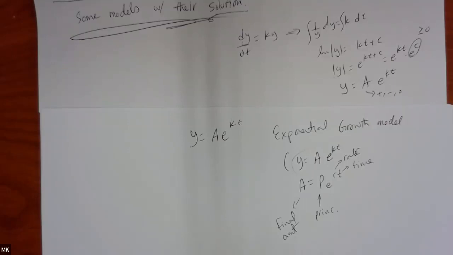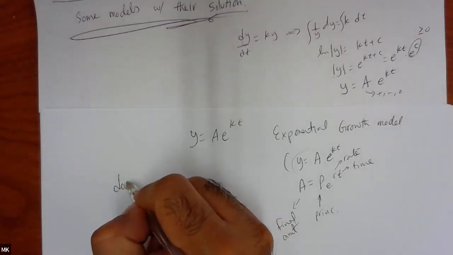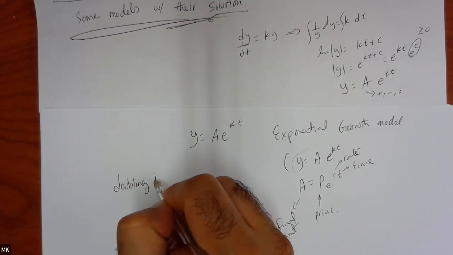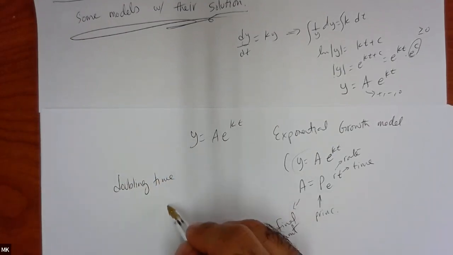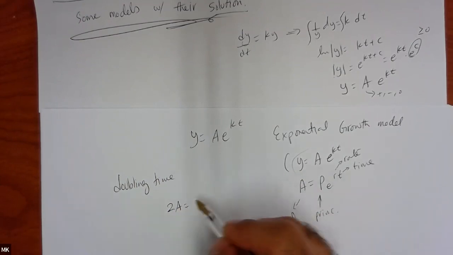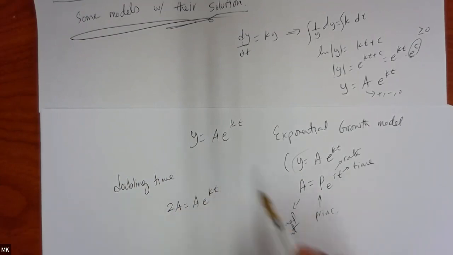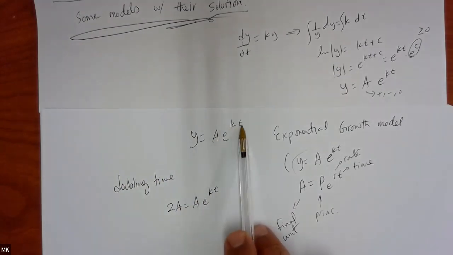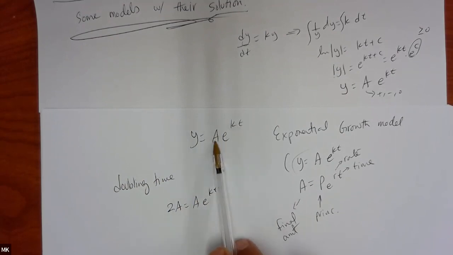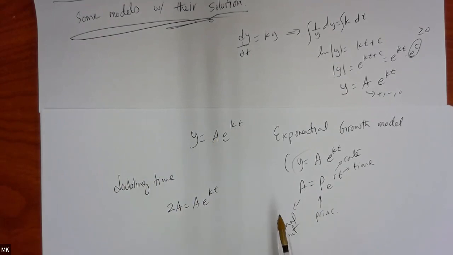Exponential growth model has a feature called the doubling time. The time it will take for an initial amount to double. So I want my amount to be twice of what I start with. Is it clear why we call A the initial amount? Because that's the amount when t is equal to 0. And if t is equal to 0, e to the k 0 is e to the 0, which is 1. So A would be the initial amount that you will have.